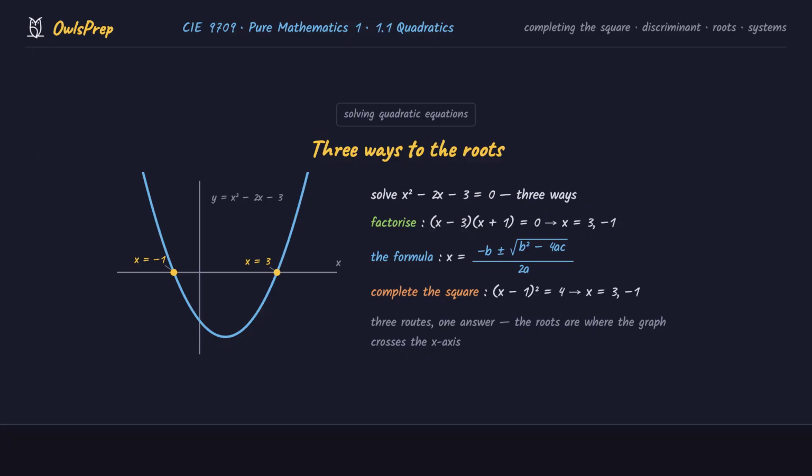Take x squared minus 2x minus 3. Factorizing gives (x minus 3) times (x plus 1). So the roots are x equals 3 and x equals minus 1, exactly where the graph crosses the axis. The formula gives the same thing. With a equals 1, b equals minus 2, c equals minus 3, b squared minus 4ac is 4 plus 12, which is 16. The square root of 16 is 4, so x equals 2 plus or minus 4, over 2, 3 or minus 1, matching the factorizing exactly.